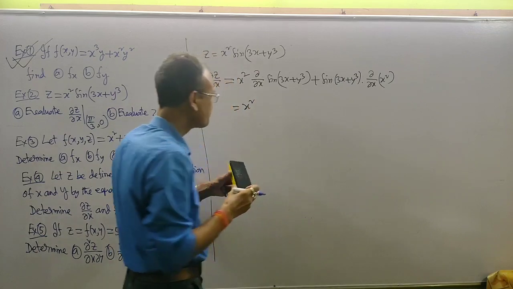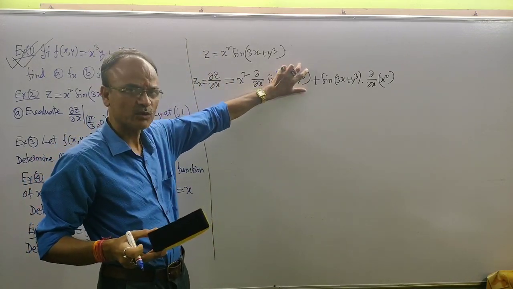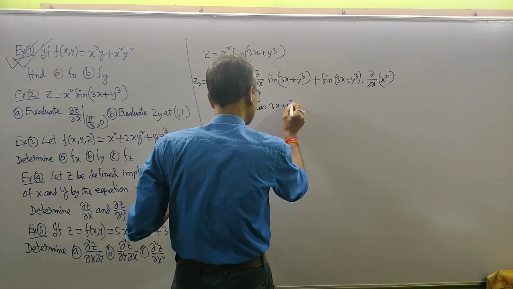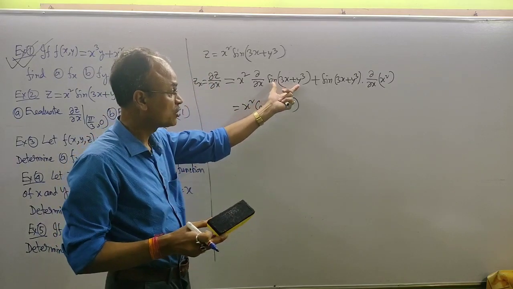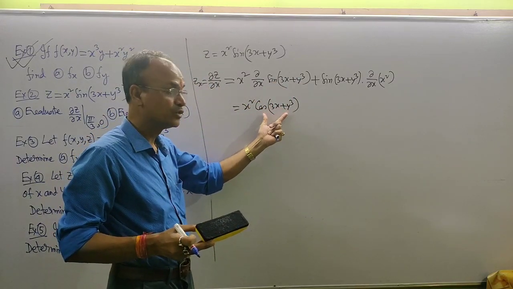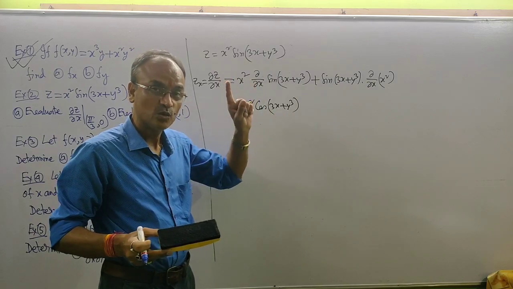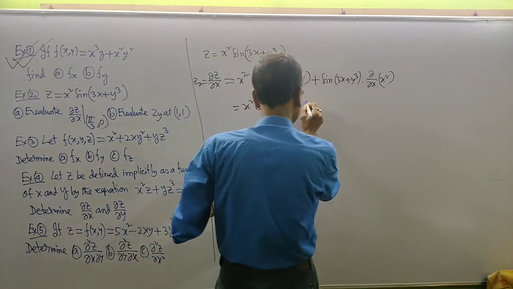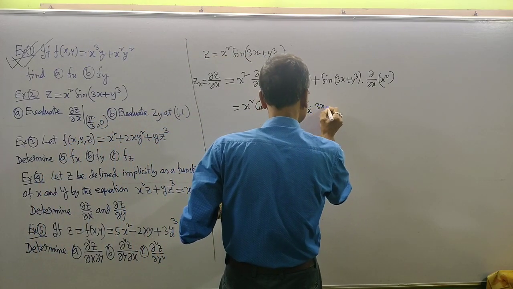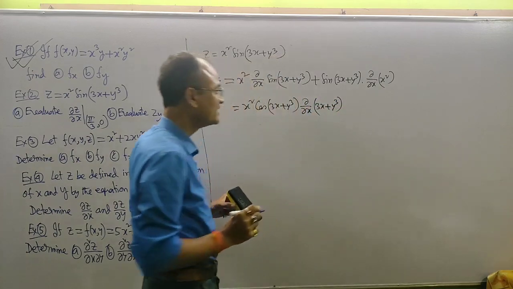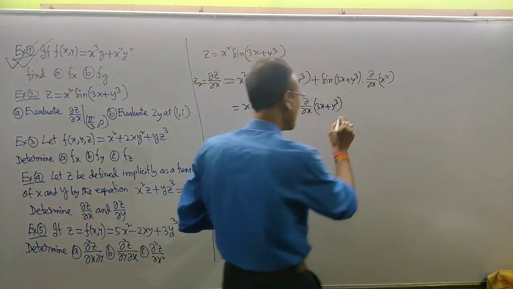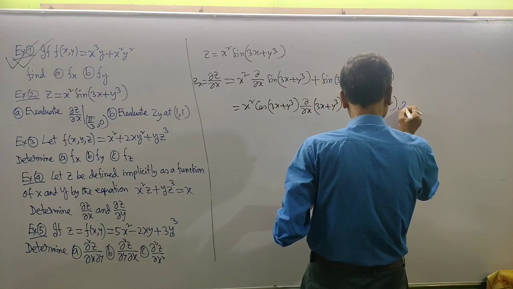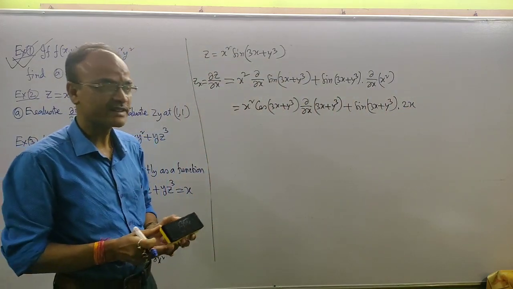This is equal to x square, it is a function of x and y. Treat y as constant. You will definitely get cos of thrice x plus y cube. The differentiation of sine will be equal to this with respect to thrice x plus y cube, but you are differentiating with respect to x. Therefore, you have to differentiate thrice x plus y cube with respect to x again. Plus sine of thrice x plus y cube into twice x.